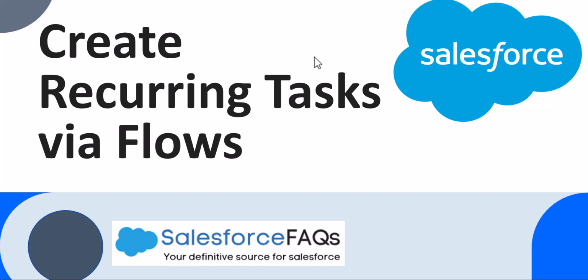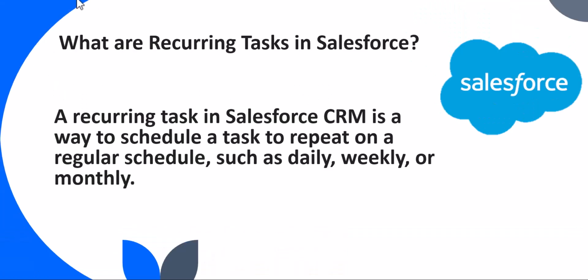So first I will show you what are the recurring tasks in Salesforce. So in Salesforce, recurring tasks are those tasks that repeat on a regular schedule like daily, weekly or monthly. And with the word recurring, we can understand these are the tasks that occur on repetition. So let's move ahead and see the process of how we can create recurring tasks in Salesforce using the flow automation. For this, we are going to create a scheduled trigger flow.